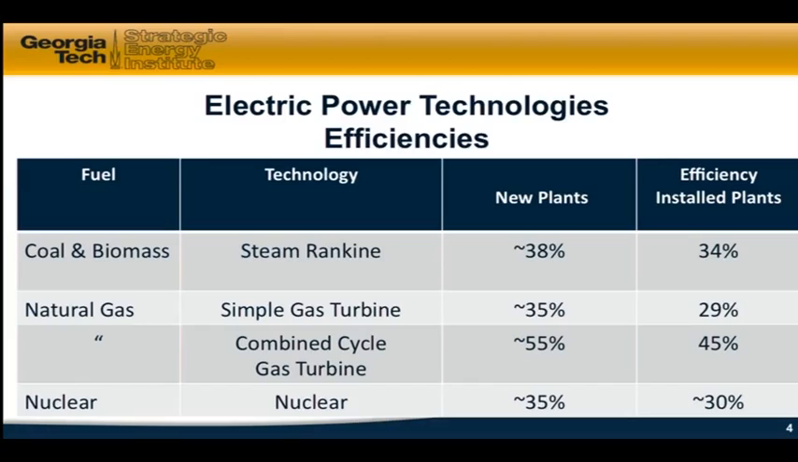Natural gas, a simple cycle gas turbine, I've already mentioned, is just a gas turbine without recovery of the exhaust heat in a steam cycle. New plants, you can get around 35%, and these are approximate numbers, but the installed numbers are actual field data from the Energy Information Agency. It's about 29%, 29% for the simple gas turbine cycle. And then we have the combined cycle.